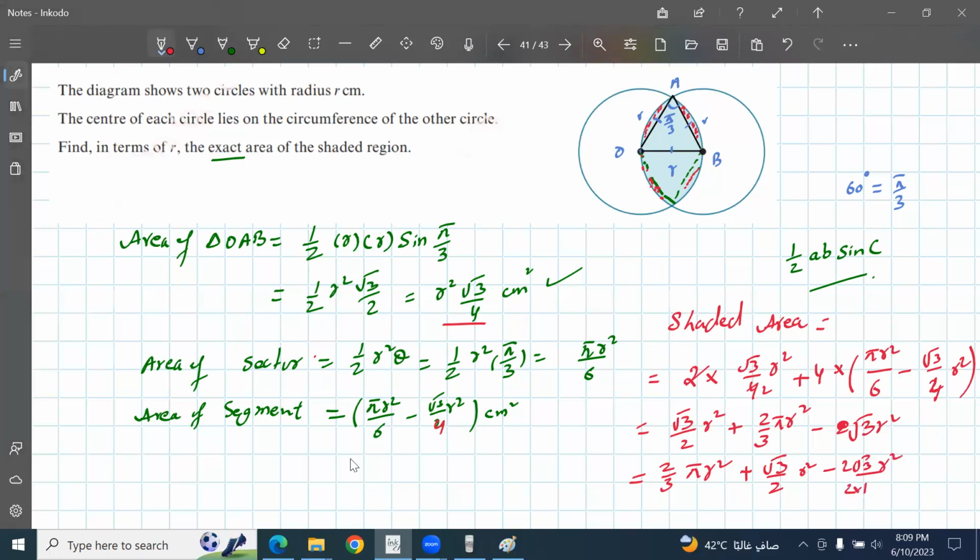And last step, you can say that it is 2 over 3 pi r squared minus square root of 3 over 2 r squared. This is your last exact answer of this question for the shaded part. I hope you get it. You understand how I found the shaded part of this question.